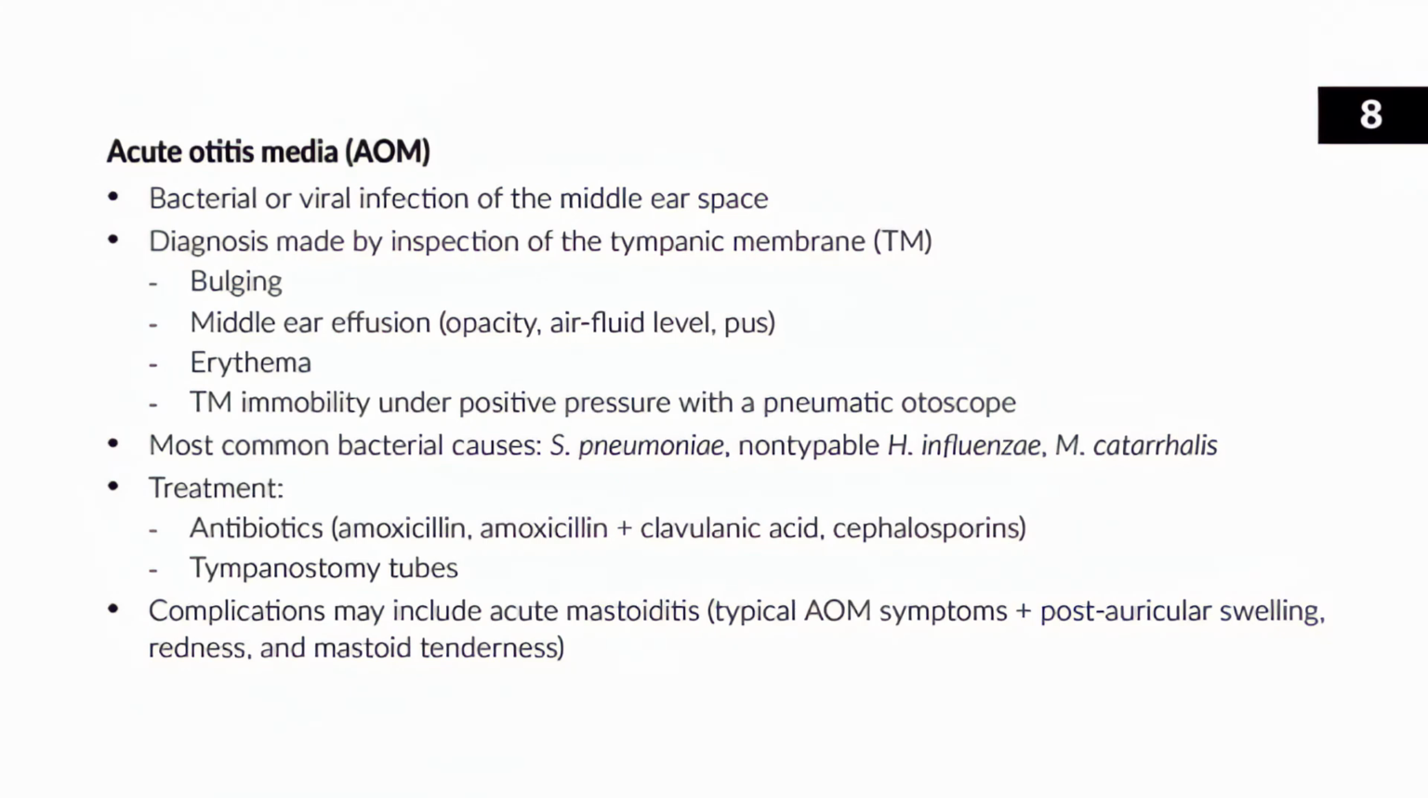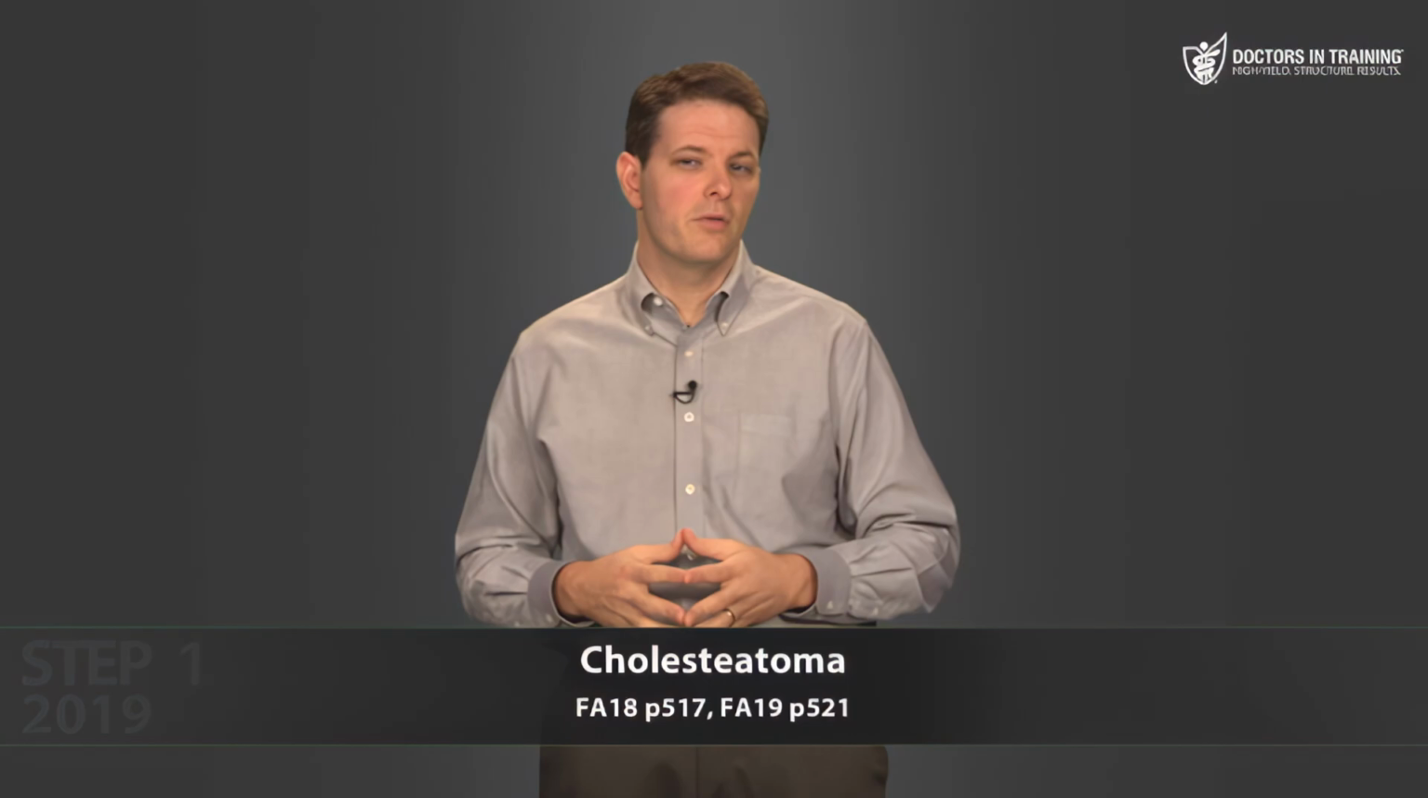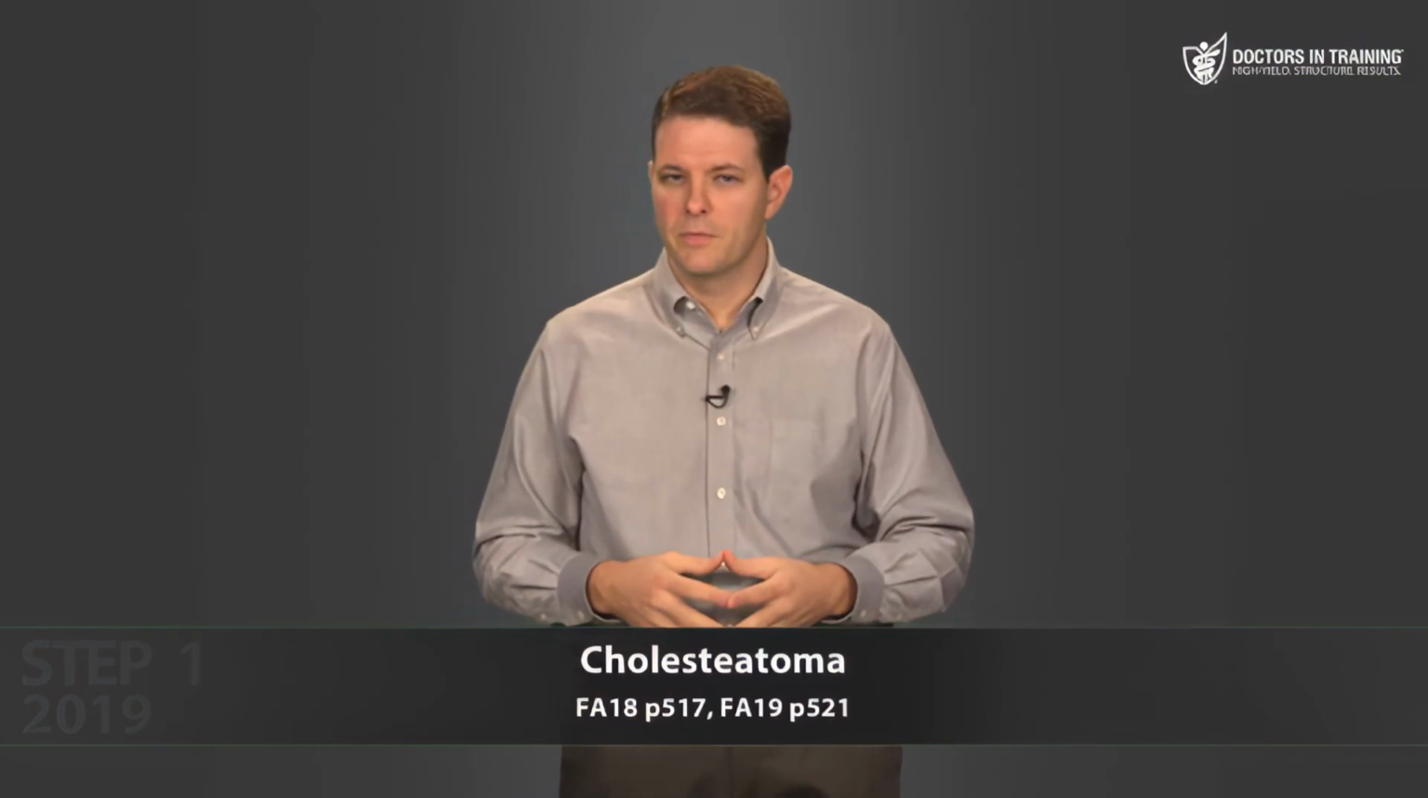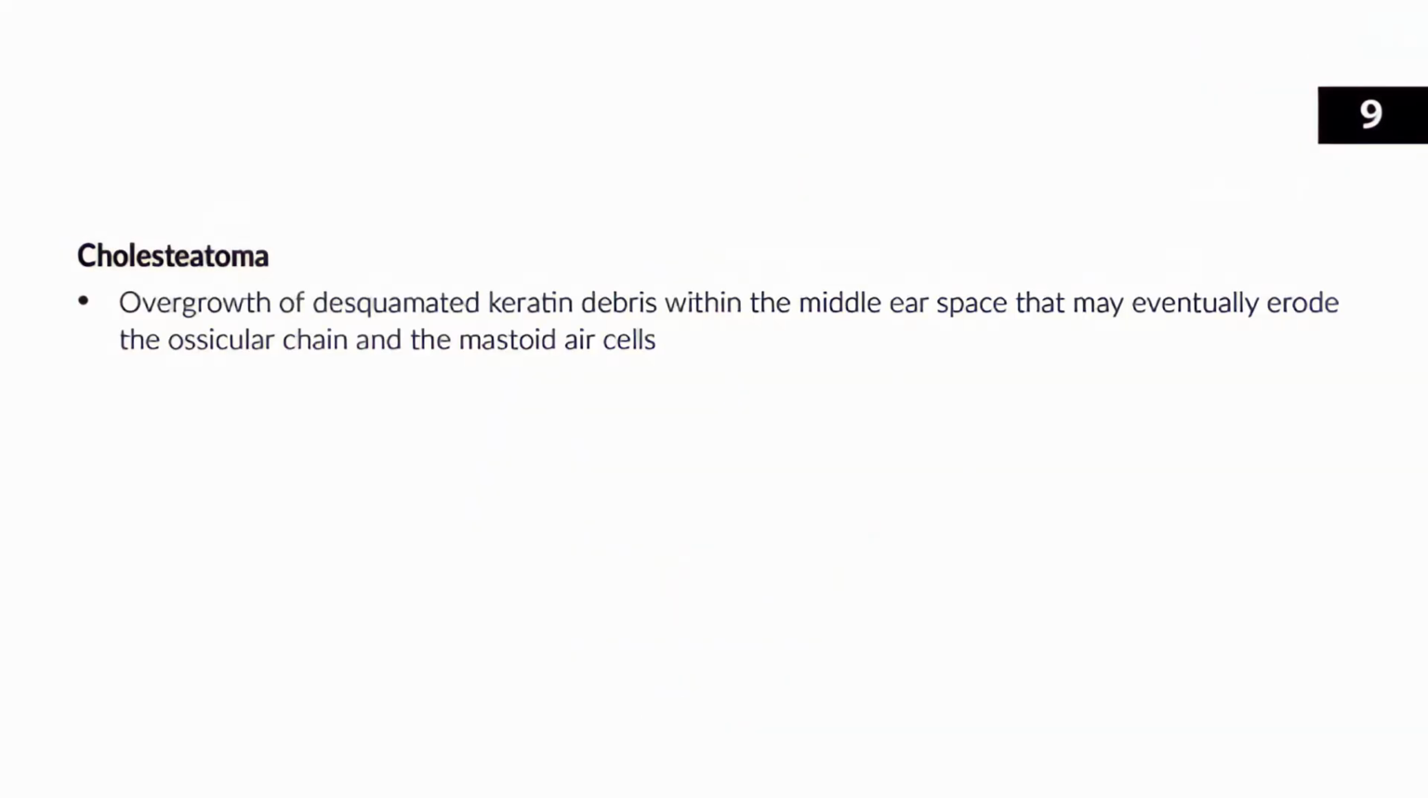So you should suspect acute mastoiditis in a patient with typical otitis media symptoms like fever and ear pain and irritability, plus post-auricular swelling and redness and tenderness of the mastoid process, that bony prominence right behind the ear. Another middle ear problem that shows up on step 1 from time to time is cholesteatoma. Cholesteatoma is overgrowth of desquamated keratin debris within the middle ear space that may eventually erode the ossicles and also the mastoid. So this is bad news.